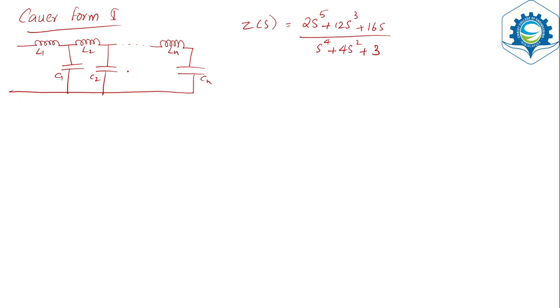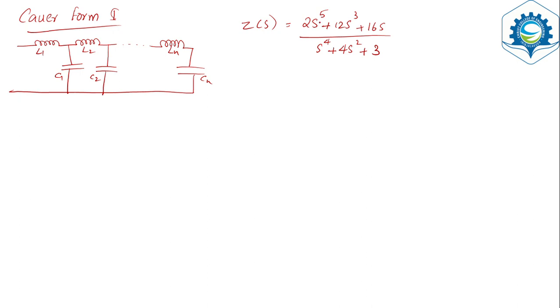Also, you have to note that the inductor is coming first and then the capacitor. So first you have the inductor in series, then the capacitor in parallel, and then again an inductor and then a capacitor, and it goes on. Now, the figure will be as such only if the polynomial Z of S has the greater power of S at the numerator. That is, the degree of the numerator should be greater than the degree of the denominator.